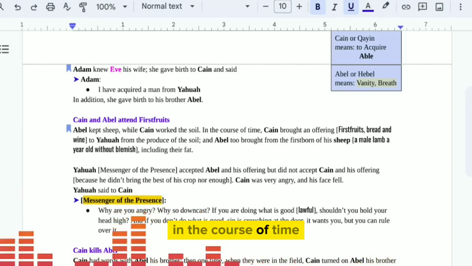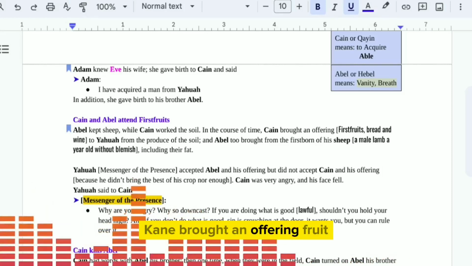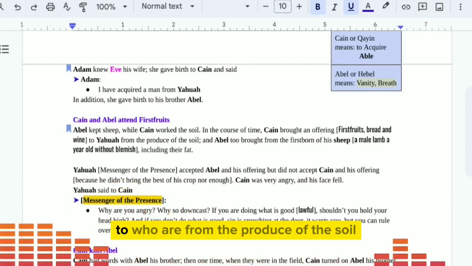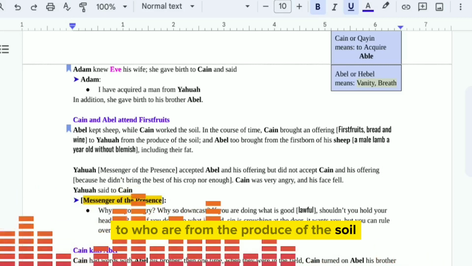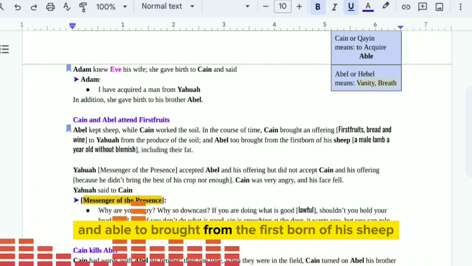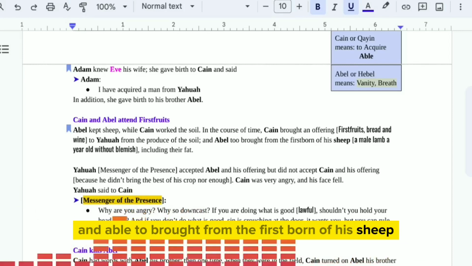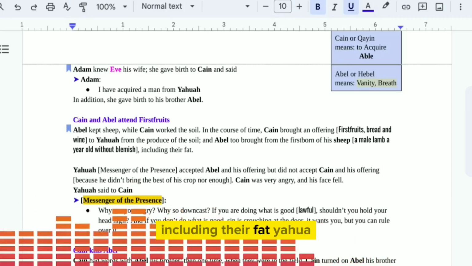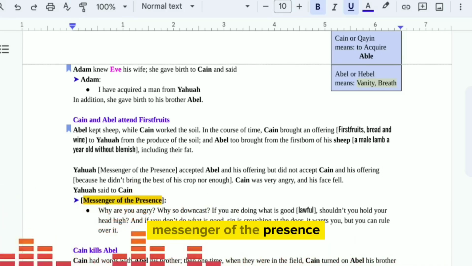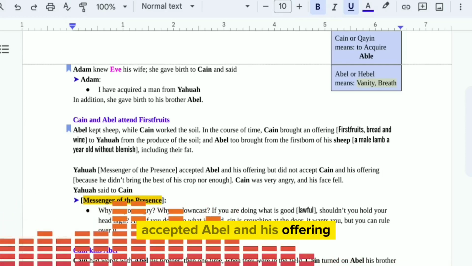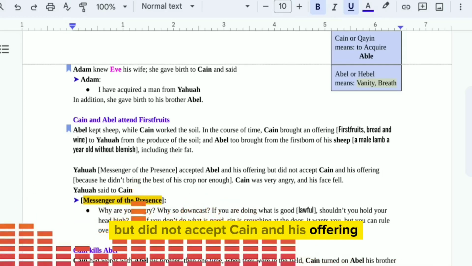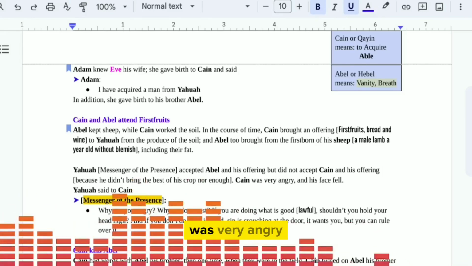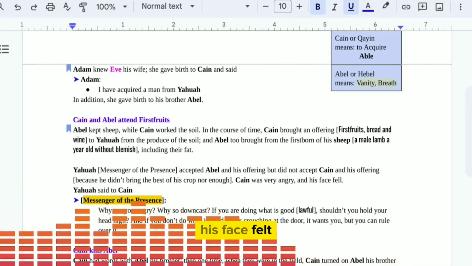In the course of time, Cain brought an offering, first fruits and bread and wine to Yahuwah from the produce of the soil. And Abel too brought from the firstborn of his sheep a male lamb a year old without blemish, including their fat. Yahuwah, messenger of the presence, accepted Abel and his offering, but did not accept Cain and his offering because he didn't bring the best of his crop nor enough. Cain was very angry, and his face fell.